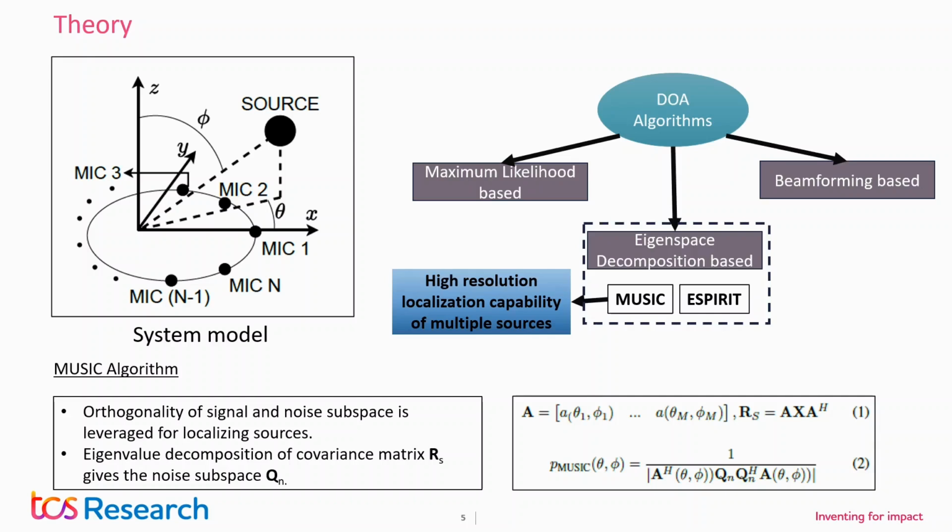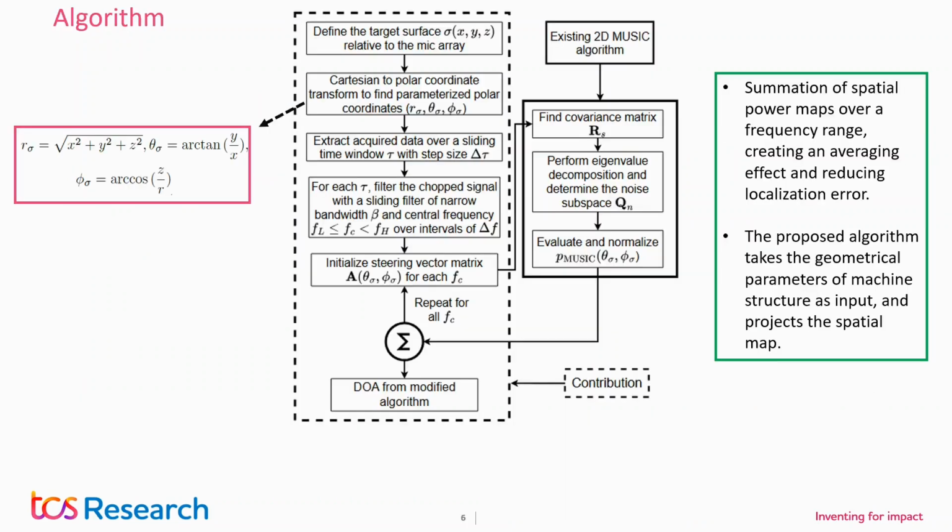Now, if I do an imaging on top of it, and if I give some color depth to it, like background becomes blue, and the more power there is, it becomes red. So you can actually see in a 2D space where the sound is coming from. So this was in the literature.